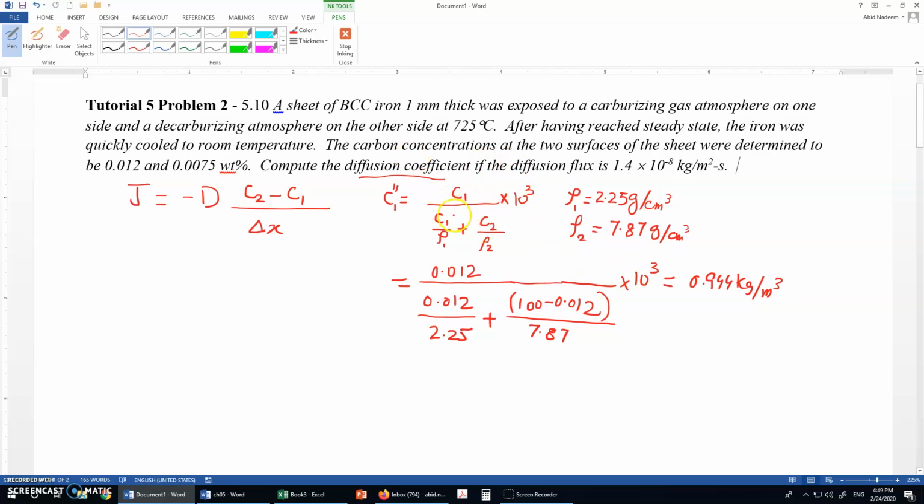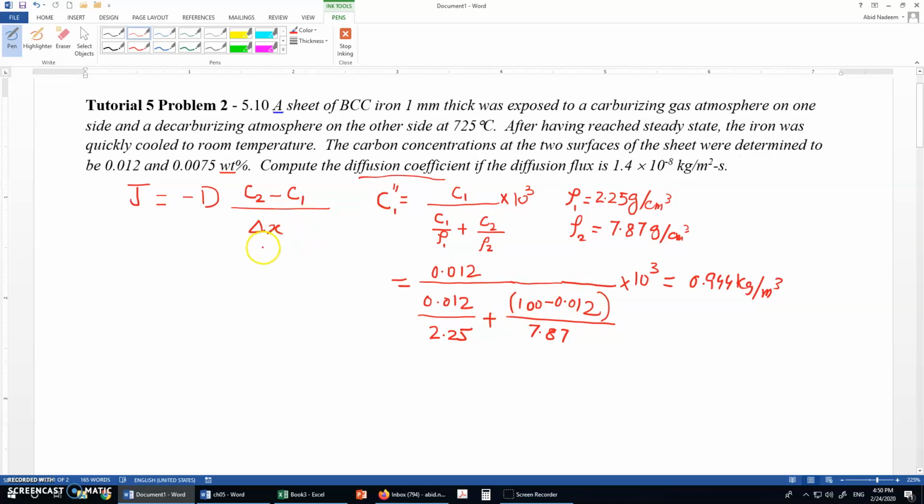Well, these C1 and C2 in the formula are only for that condition, so I think it may be better if I used a different notation over here for carbon.